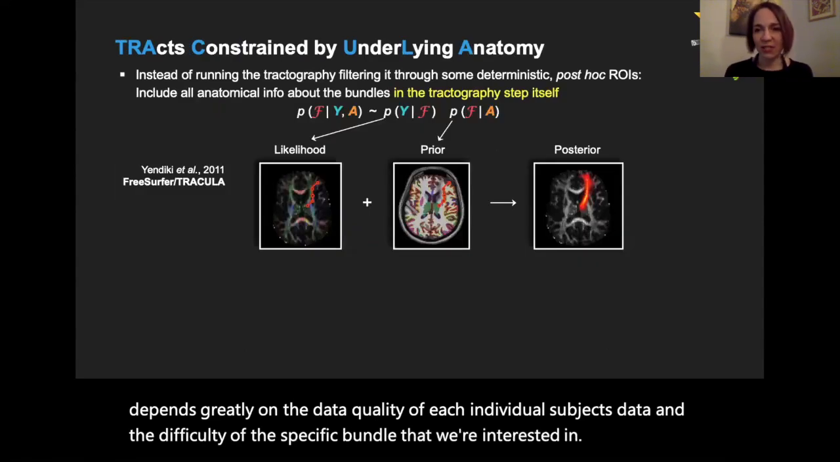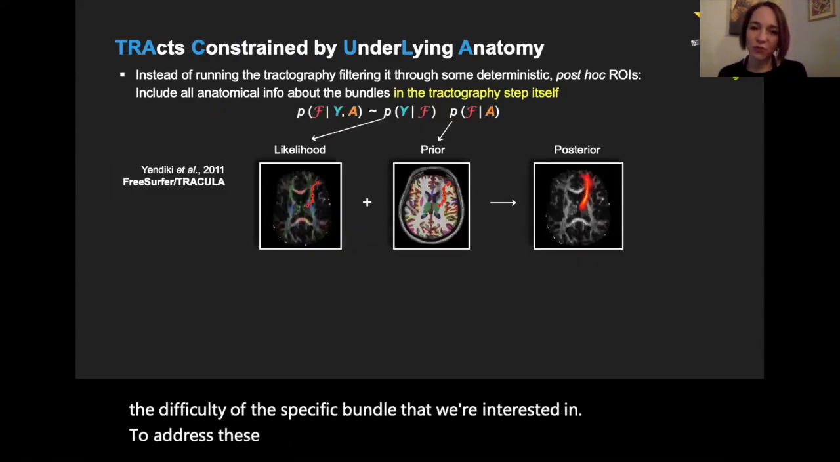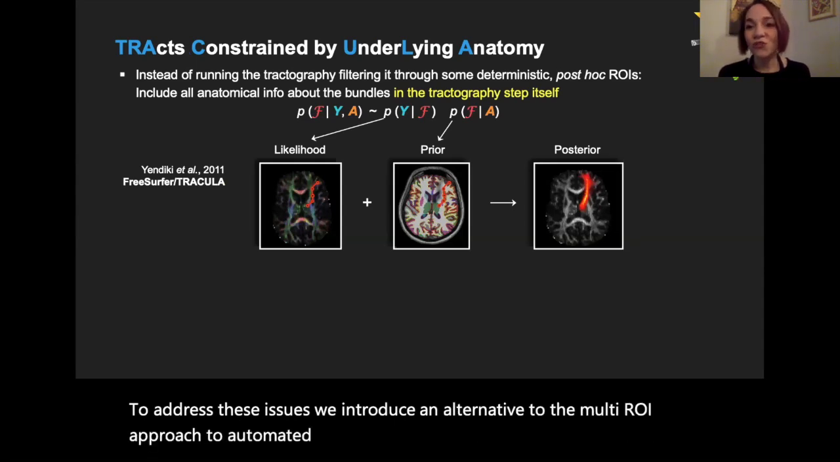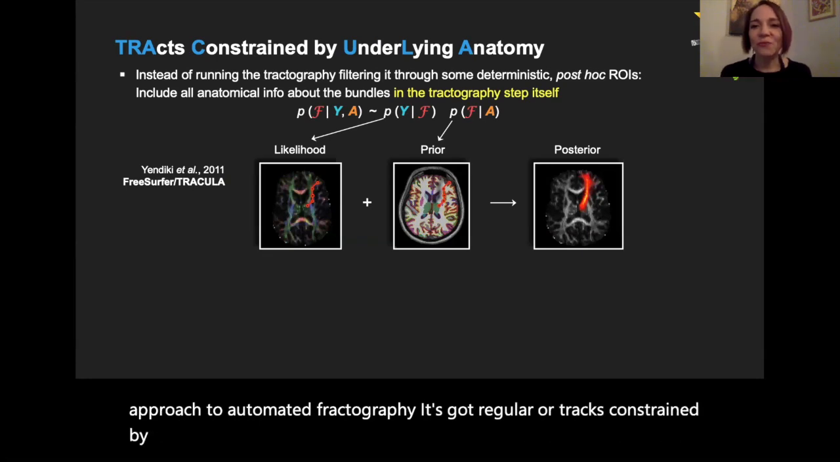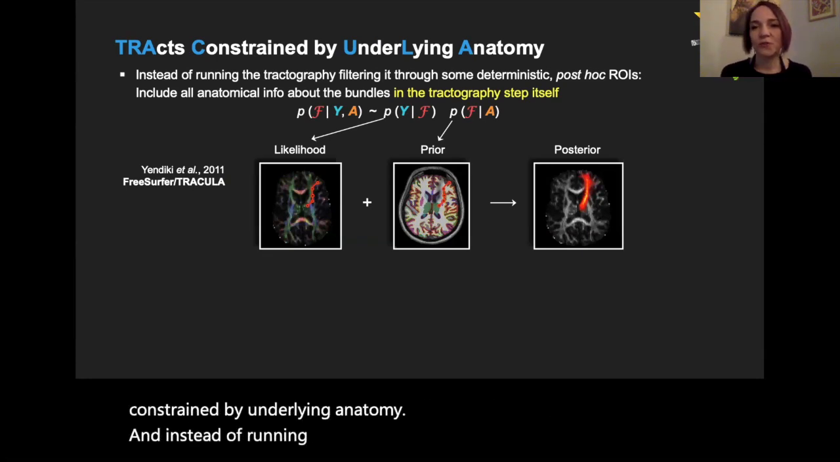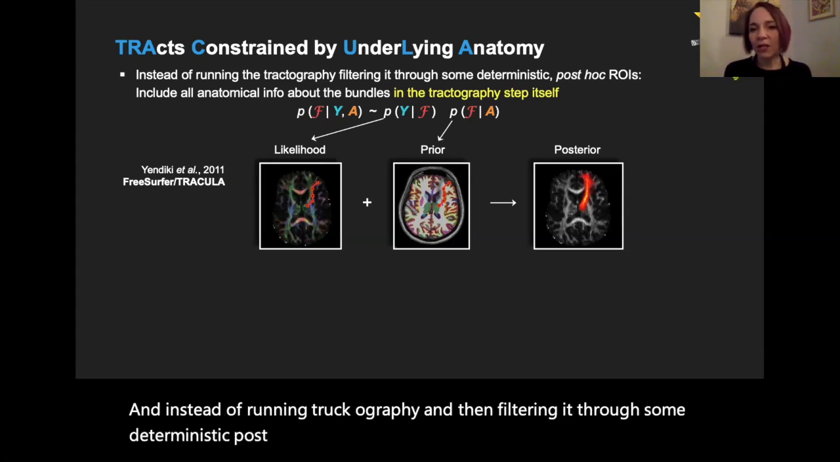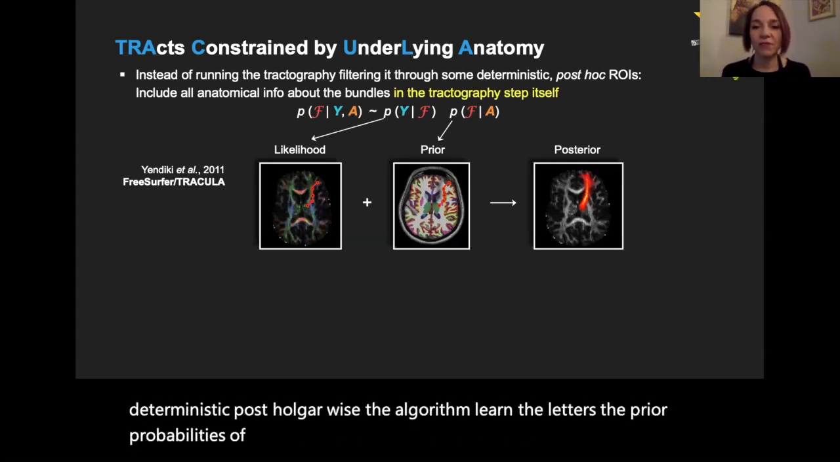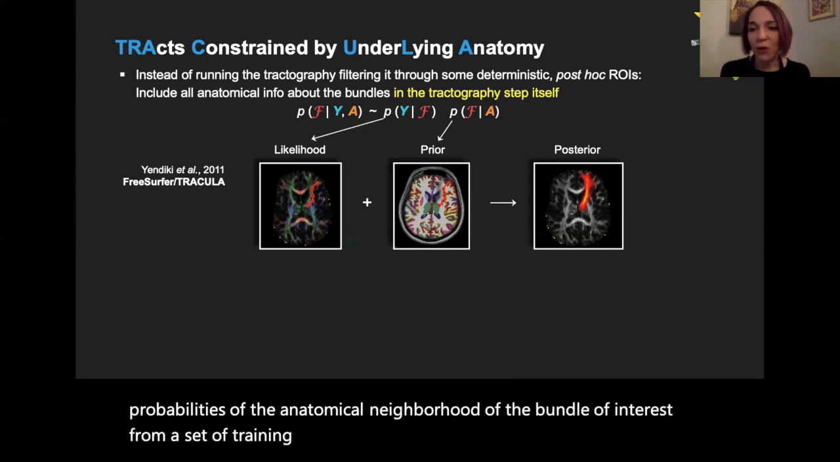To address these issues, we introduced an alternative to the multi-ROI approach to automated tractography. It's called TRACULA, or tracts constrained by underlying anatomy. And instead of running tractography and then filtering it through some deterministic post-hoc ROIs, the algorithm learns the prior probabilities of the anatomical neighborhood of the bundle of interest from a set of training data, and then uses these priors in the tractography step itself.